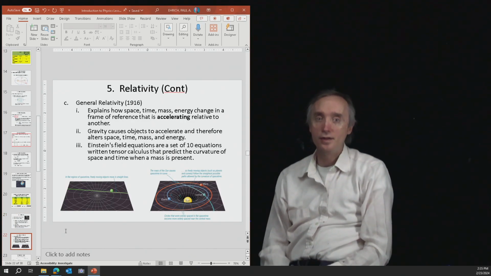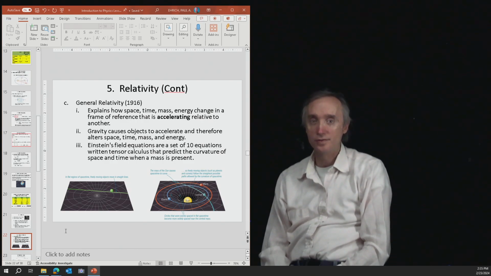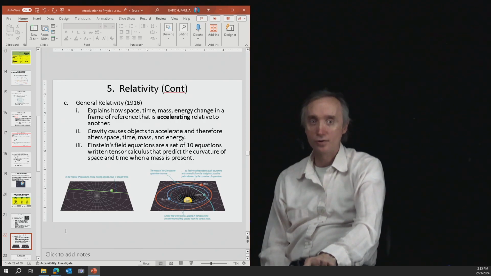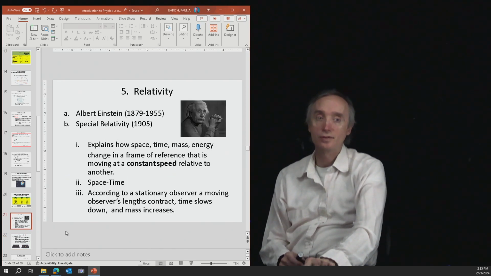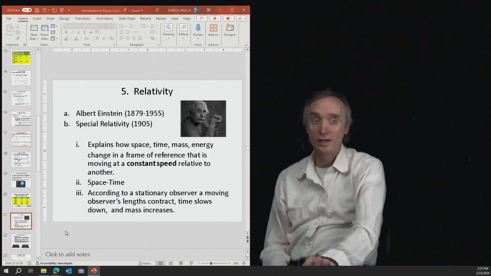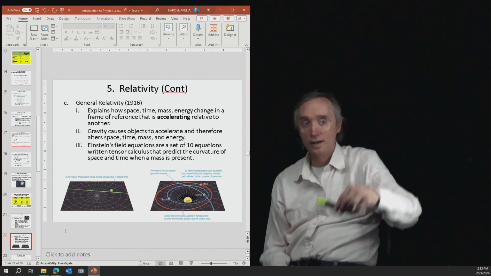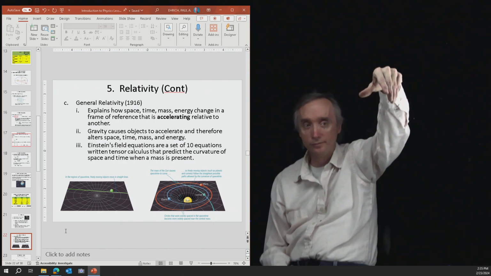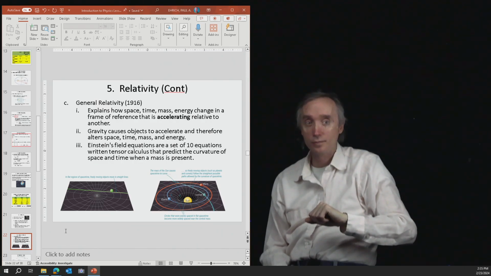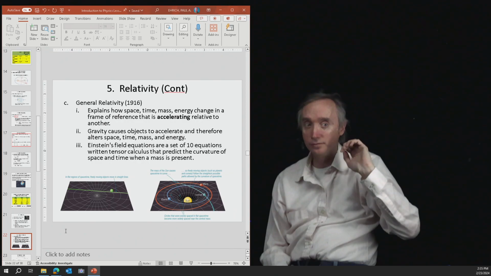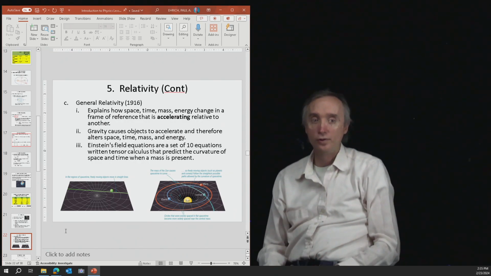So Albert Einstein then wanted to know what would happen in an accelerating system. So in special theory, it is a system that's moving at a constant speed, which means no acceleration. And now he wanted to expand it to an accelerating reference system. Do you remember that when we take an object and we drop it, it accelerates because of gravity? So this theory will include the effects of gravity.